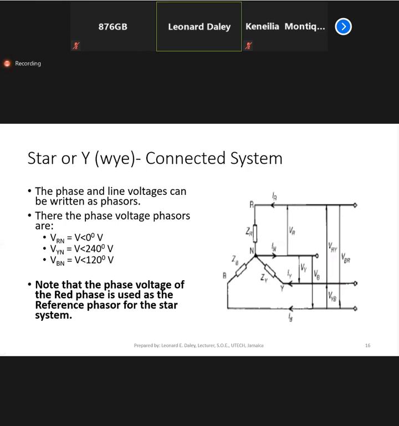It has to do with something called phase sequence, or the sequence in which the phases are moving. But I will tell you about that at another time.